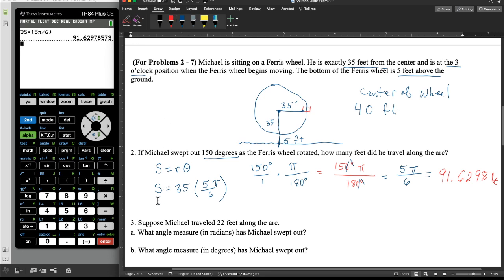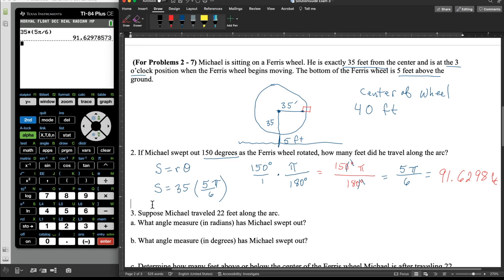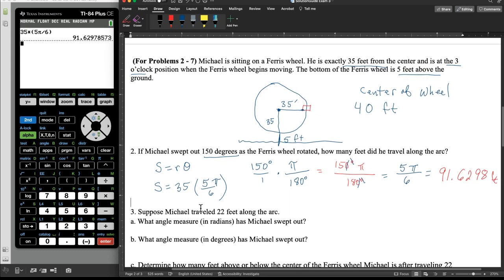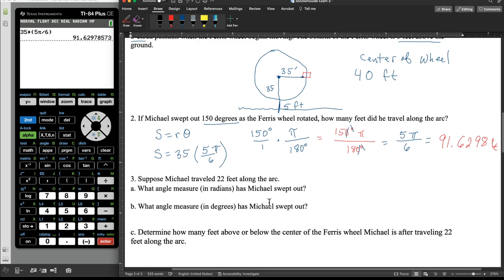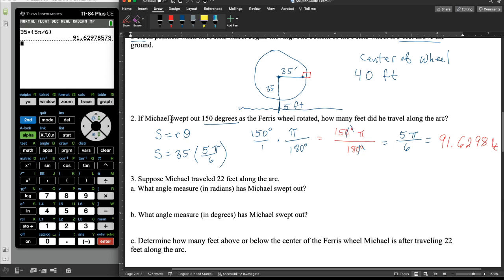So see, we didn't need quite as much space here. I'm going to take off a line there, and let's move up a little bit. We have to come back. Got our details here. Suppose Michael traveled 22 feet along the arc. What angle measure in radians has Michael swept out? And then in degrees, so we're going to have to do a conversion here. Just give a little bit more room to work here.